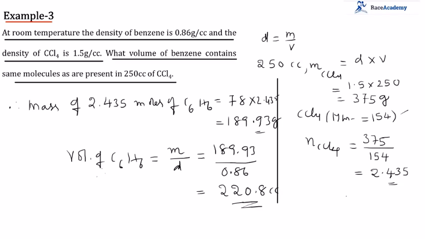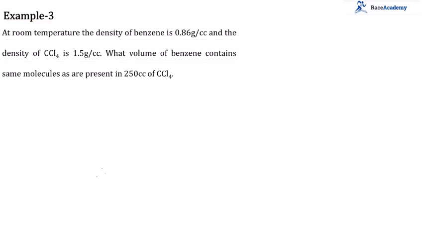Hope you understand. The number of moles of carbon tetrachloride we calculated is also equal to the number of moles of benzene, which we have to understand from the problem. This hint is present in the given problem, and using that we can move forward in the calculation. Okay, let us see the next question.